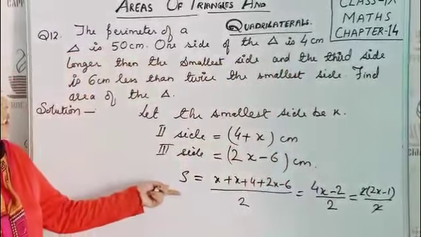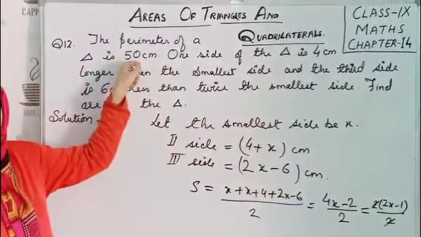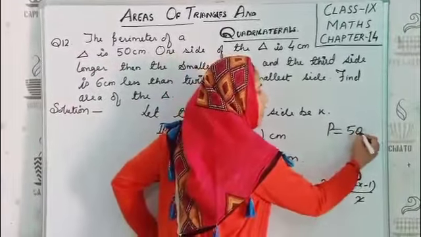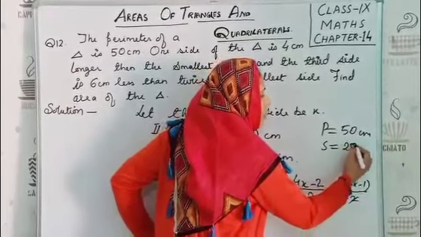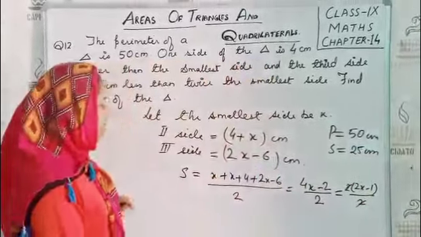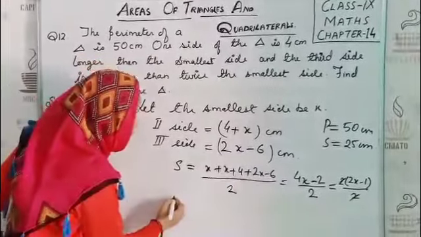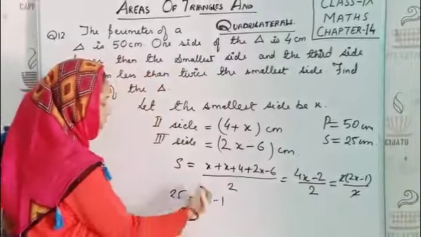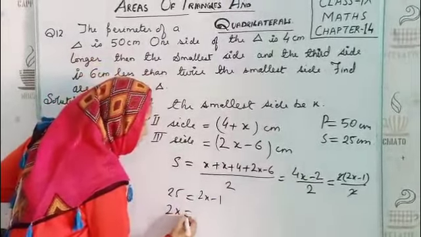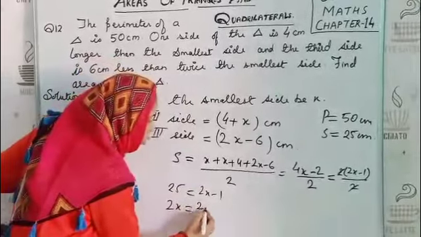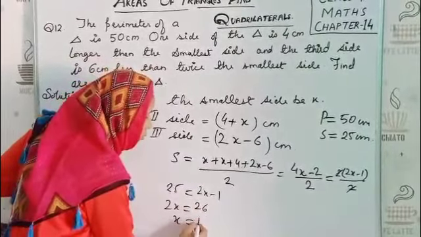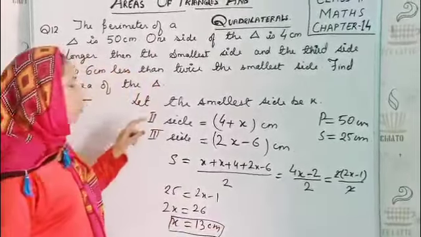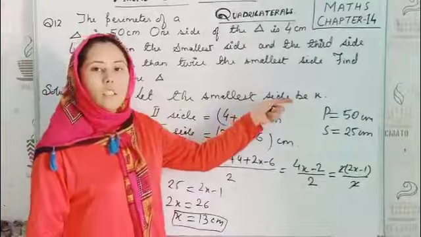The value of S we will find from here. It is given in the question. Perimeter is 50 centimeter. When P is equal to 50 centimeter, S will be 25 centimeter. Semi-perimeter, so we will put the value of S in this equation. S is 25. It will be equal to 2x minus 1. Transpose them. So 2x is equal to 25 plus 1, which is 26. x is equal to 13 centimeter. Now put the value over here, so you will get the length of sides.